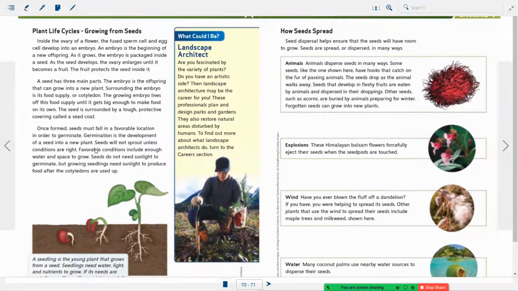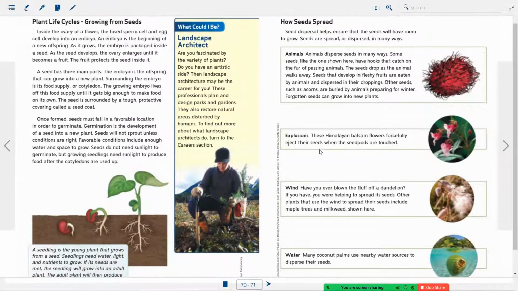How seeds spread. Animals. Animals disperse seeds in many ways. Some seeds, like the ones shown here, have hooks that catch onto the fur of passing animals. The seeds drop as the animal walks away. Seeds that develop in fleshy fruits are eaten by animals and dispersed in their droppings. Other seeds, such as acorns, are buried by animals preparing for winter. Forgotten seeds can grow into new plants.